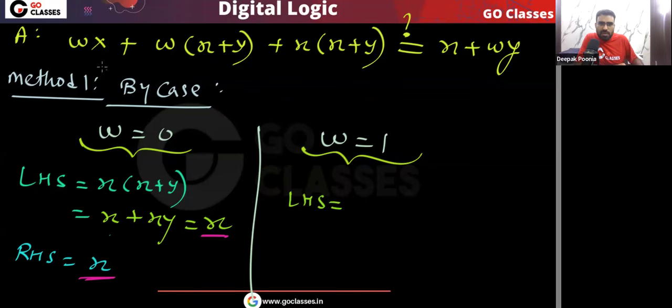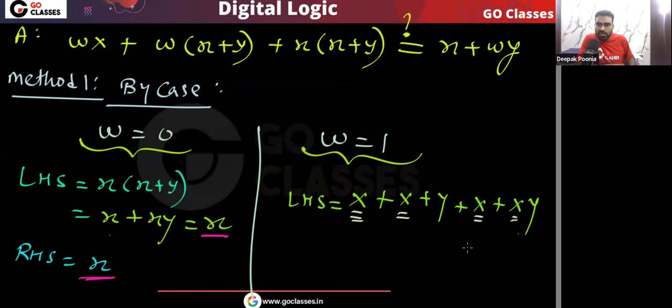Then what will be the LHS? If W is equal to 1, then the LHS will be X, or W is 1, so it will be X or Y, or X or XY. Now you can easily notice we have X here, X here, X here, X here. You can apply the absorption law, and by the absorption law you will get X or Y.